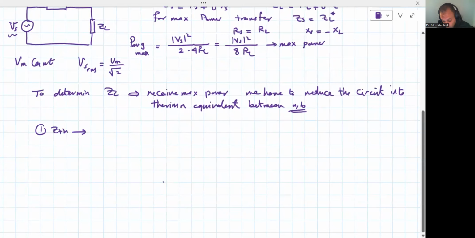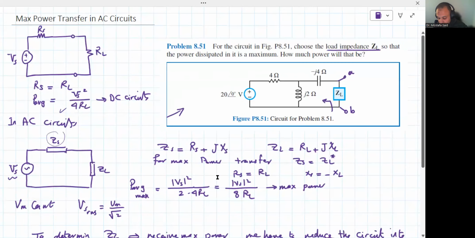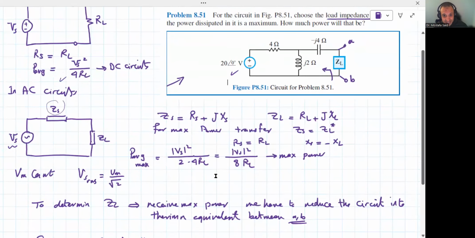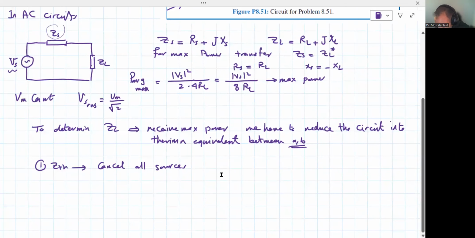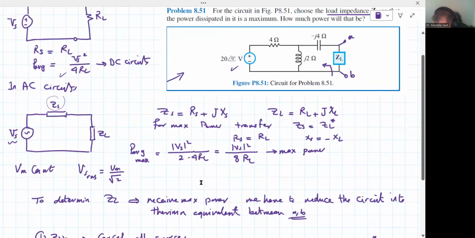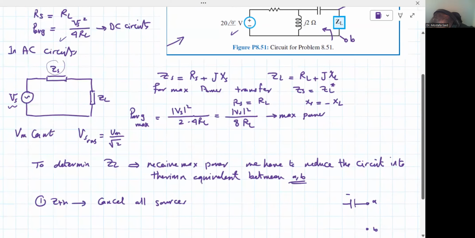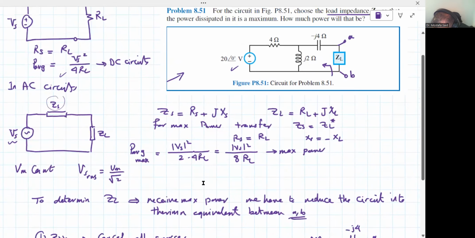In that, we cancel all the sources. We have here only one source, which is a voltage source. To cancel a source, we cancel its effect. So let's draw the circuit first. Here is A, here is B. We have here minus j4, we have the reactance j2, and we have 4 ohms.